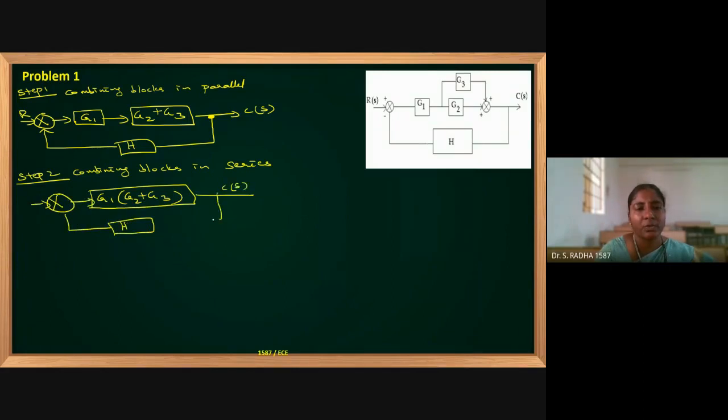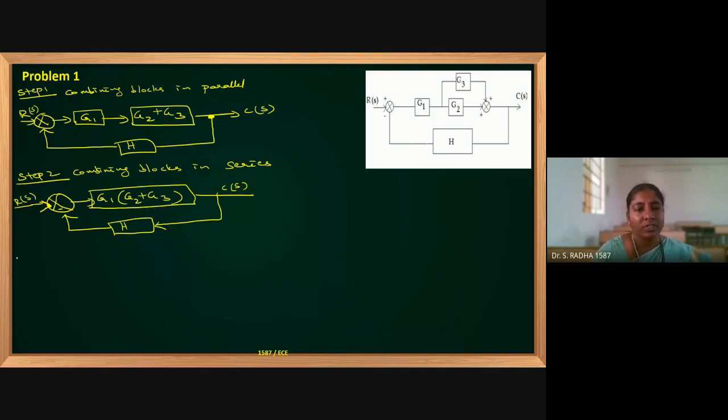Input is R of S. Output C of S. Input is R of S. This feedback path, sign is important, negative sign. Sign is important in the feedback path. Okay. So just I have multiplied two blocks in series.